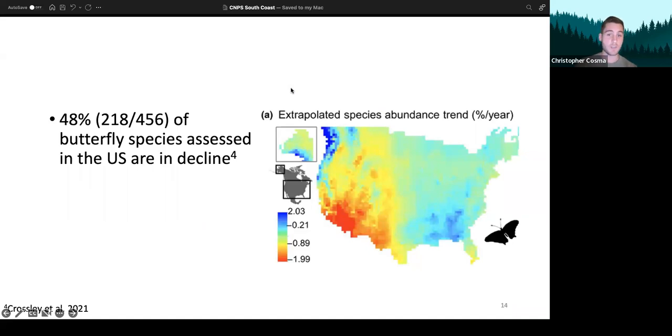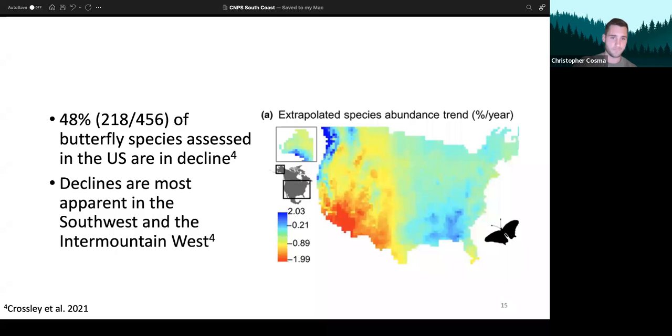And so zooming into the US, about 48% of the species that have been assessed here in the US are declining. And we can see by this heat map here, where the warmer colors are the higher rates of loss of abundance here. So the species abundance trend in percent per year. And we can see that the red here represents an almost 2% per year decline in butterfly abundance.